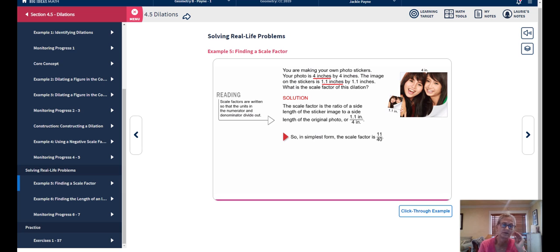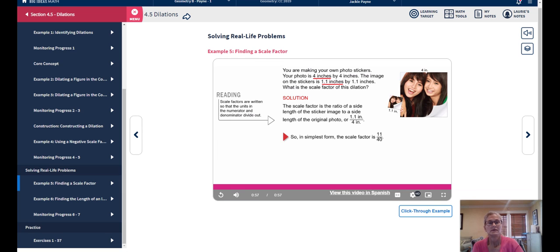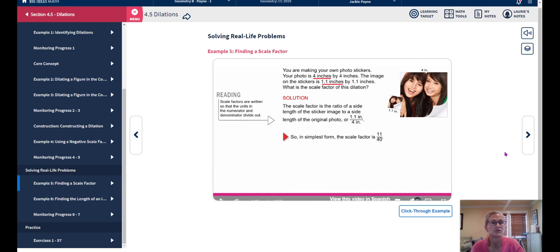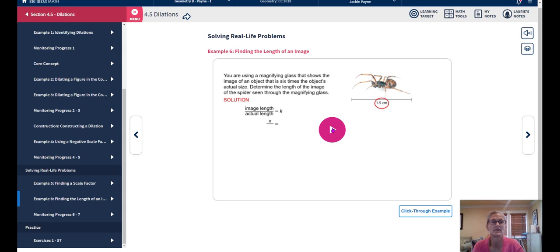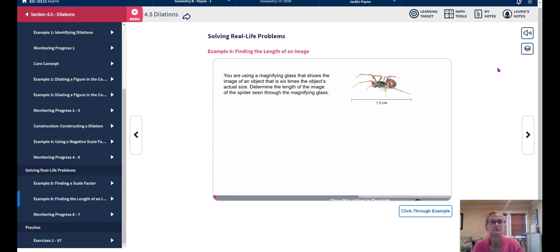And that's it. You just divide what you start with where you want to go. Okay, here's another example. Finding the length of an image. You are using a magnifying glass that shows the image of an object that is 6 times the object's actual size. Determine the length of the image of the spider seen through the magnifying glass.